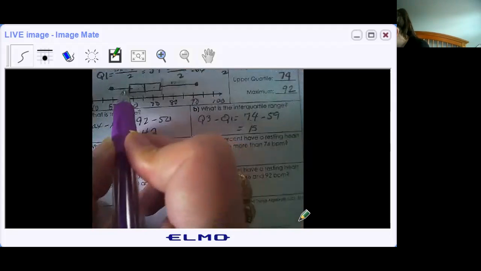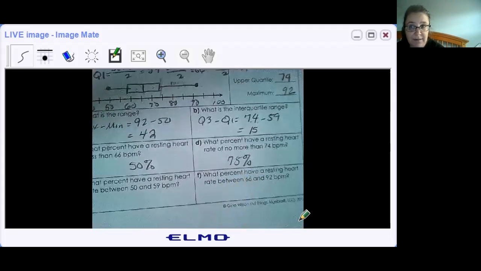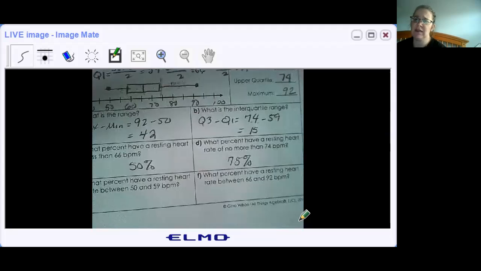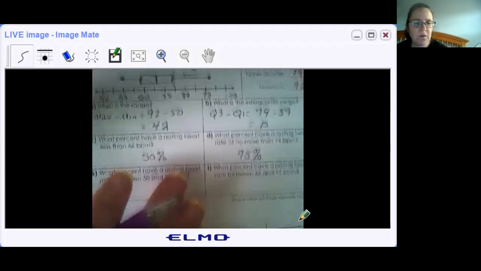So 75% have a heart rate that is no more than 74 beats per minute, sorry. 74 beats per second, we'd have a problem. All right, so then let's look at the next one.